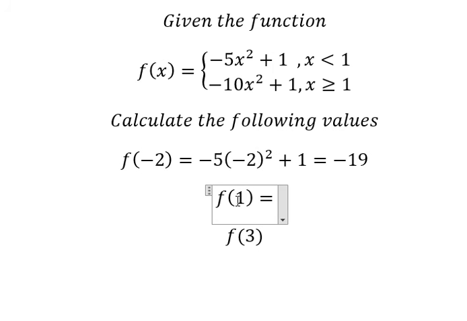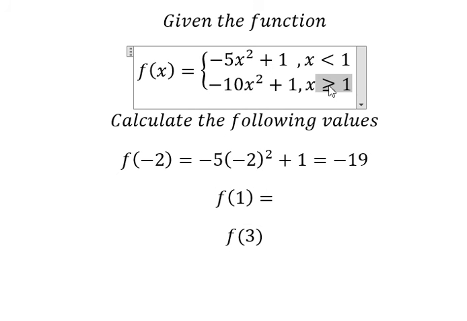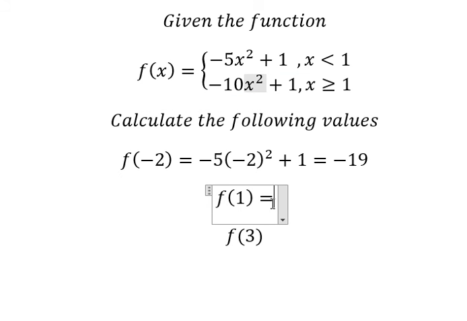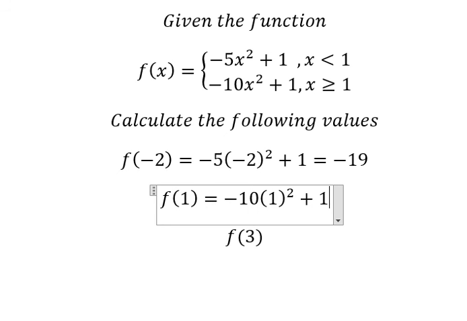The next one, positive number 1. We see that x is greater or equals to number 1. So number 1 should belong to this one. So we put number 1 going here to find the value of f of number 1. So for this one, we have negative number 9.